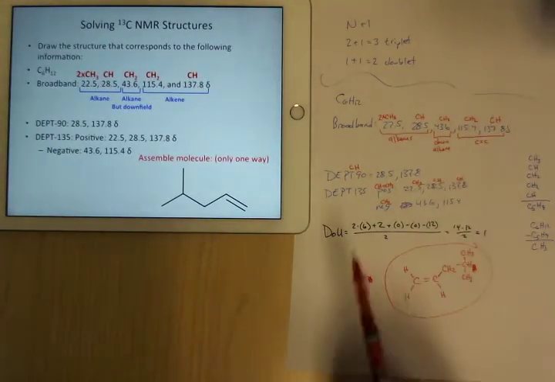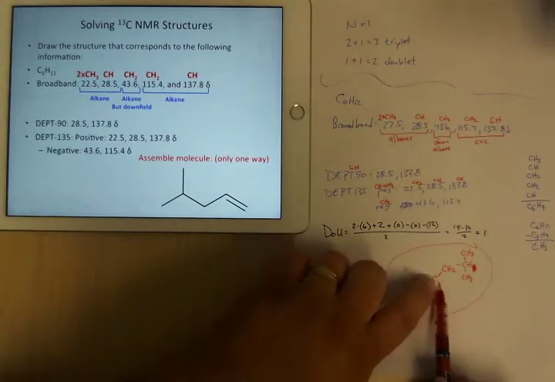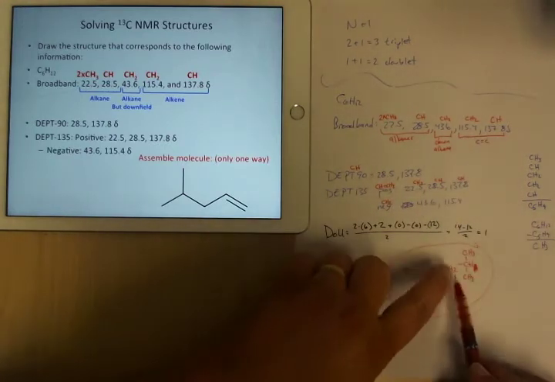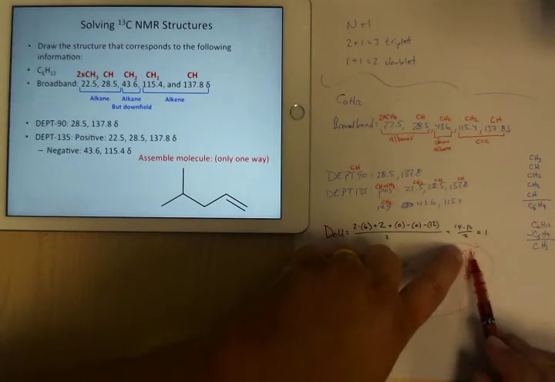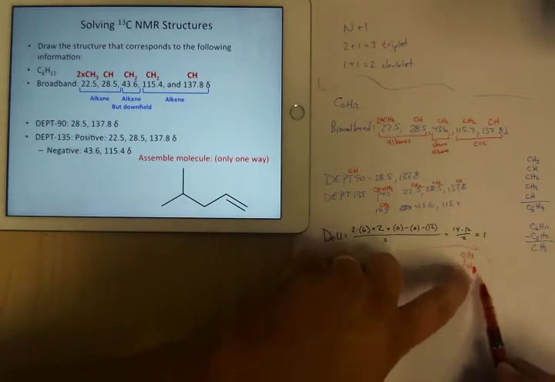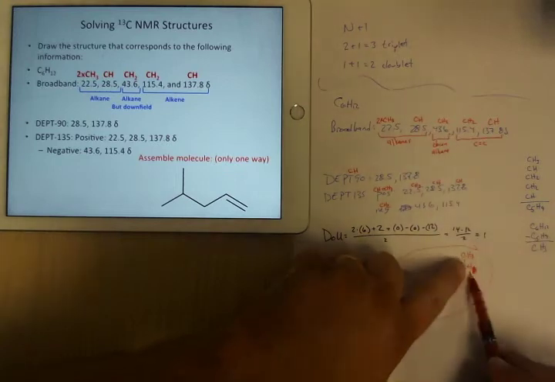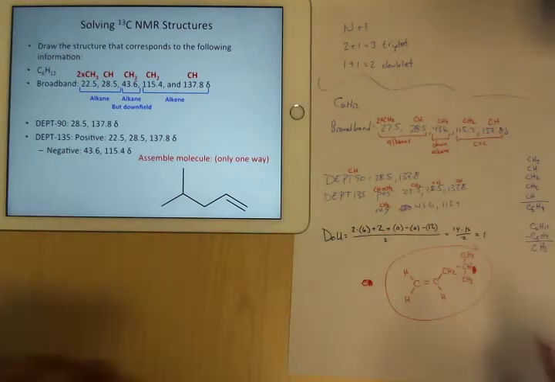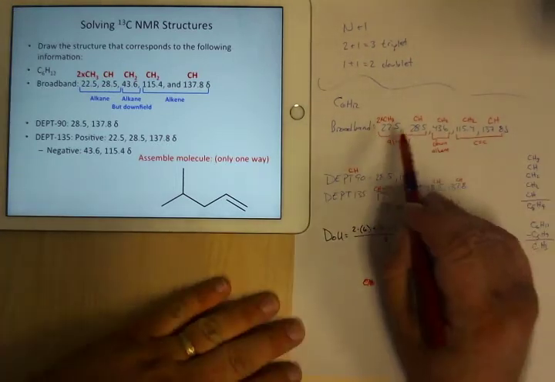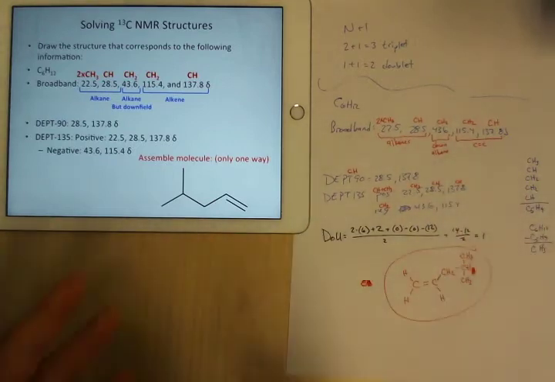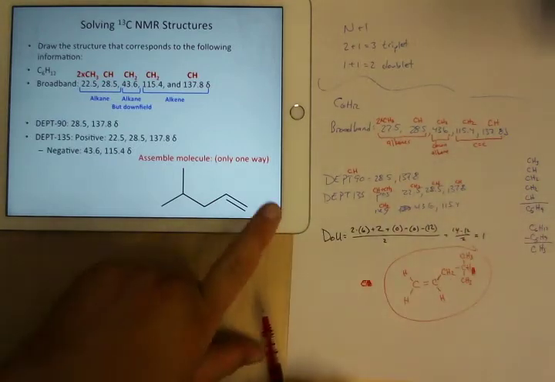Now, does it make sense? Well, we have a CH2 and a CH on our double bond. We have a CH2 next to it. We have two equivalent methyl groups down here, and then we have a CH group right there. It makes sense. If you go back and this doesn't make sense, there must be something slightly off with the molecule.